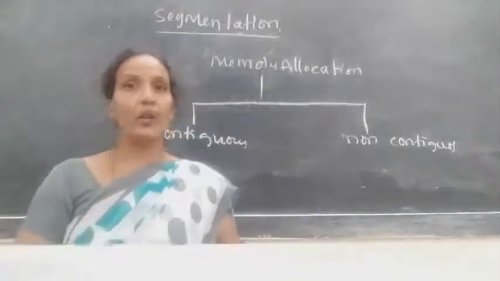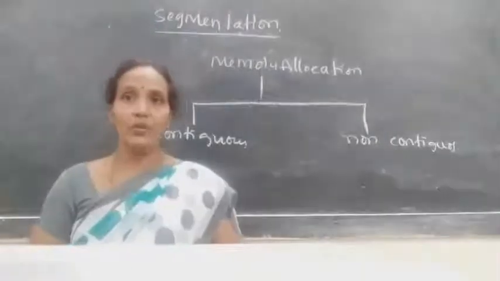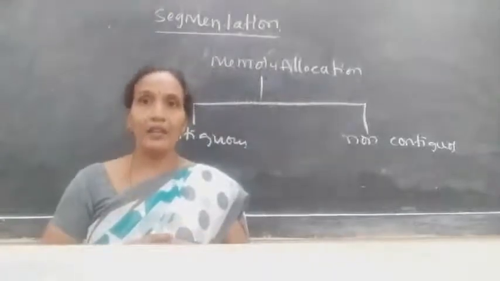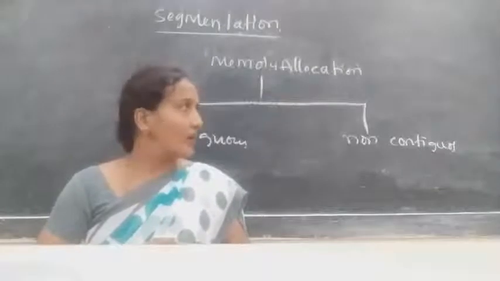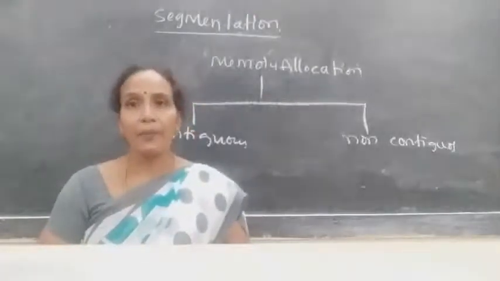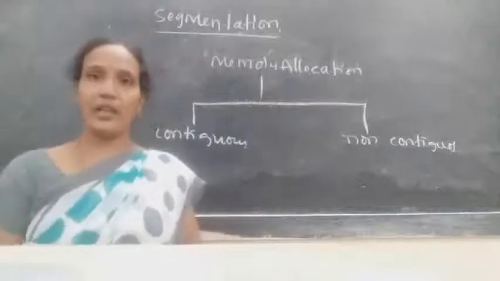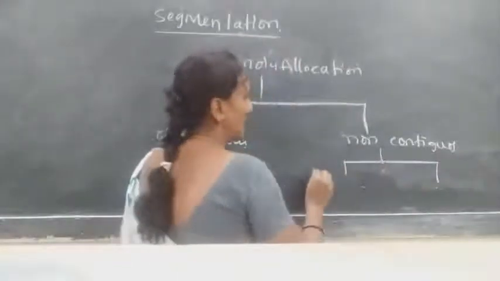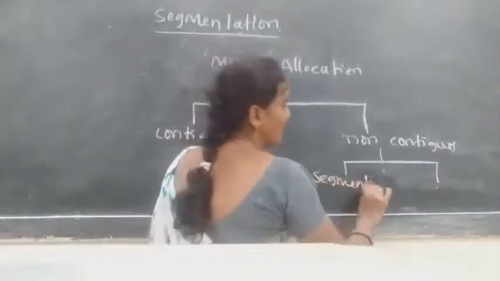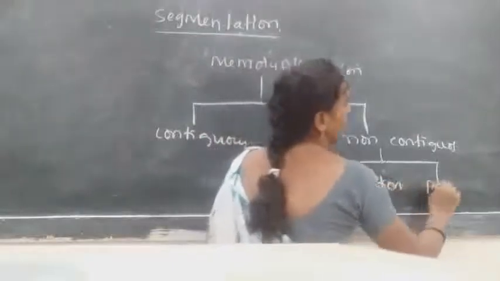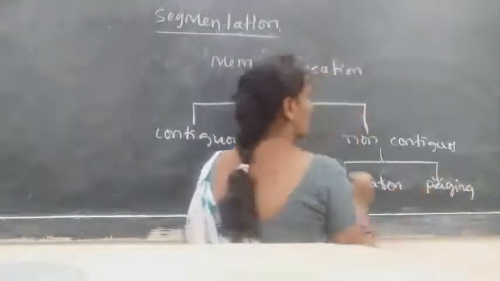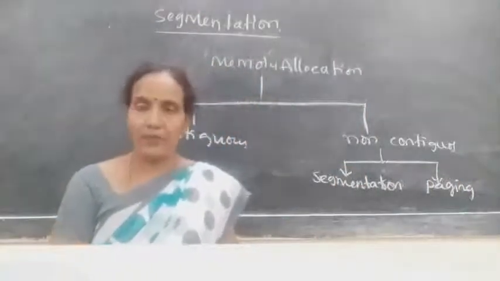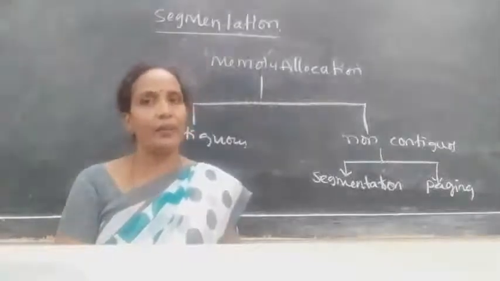Now come to non-contiguous, which means memory is allocated to a user, but the memory blocks allocated to the user are not contiguous. In non-contiguous memory allocation, again we have two types. One is segmentation and the second one is paging. Today we'll complete the topic segmentation. The next class will complete paging.